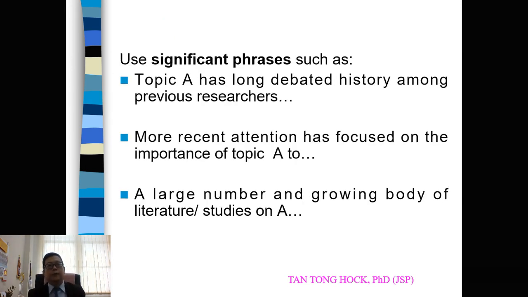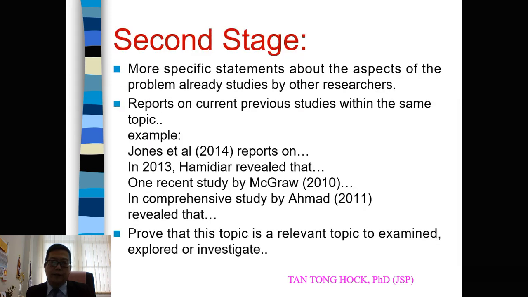So here are some significant phrases that you can use. For example, topic A has a long debate history among previous researchers, or more recent attention has focused on the importance of topic A, or a large and growing body of literature studies A, etc.